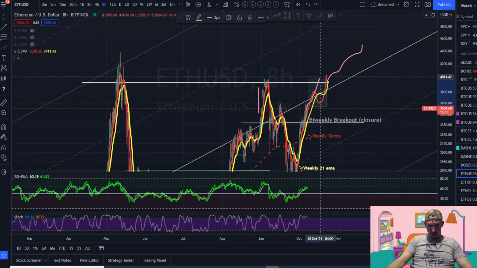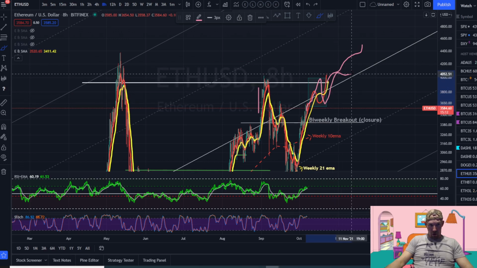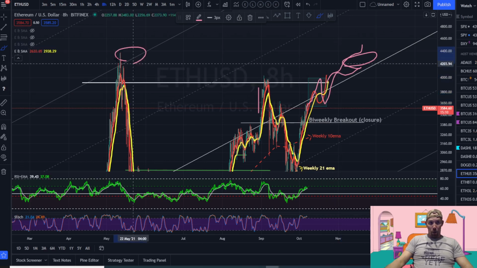I think you're going to get a sustained move up. It's going to have a nice correction. The EMAs will cross back up. And by early to mid-November, you're breaking all-time highs of Ethereum.